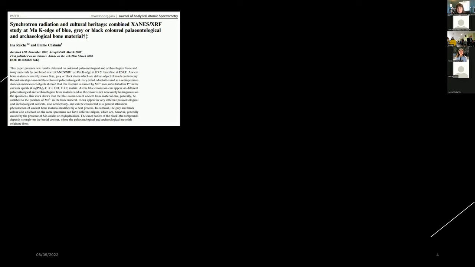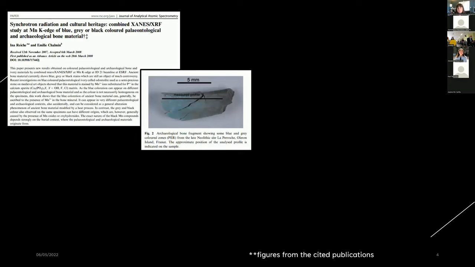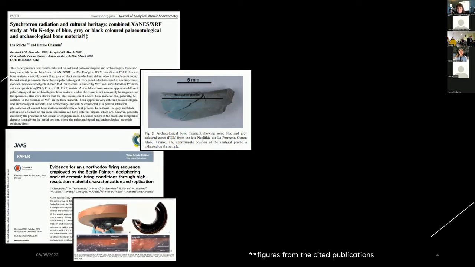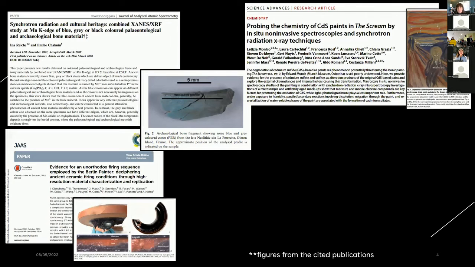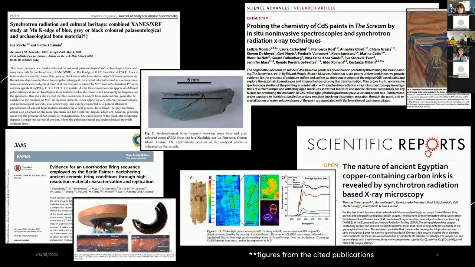A range of materials have turned towards the bright light of the synchrotron over the last years, from blue-colored bone materials to complex ceramic firing processes of the so-called Berlin painter from ancient Athens, and from the monk's scream to ancient Egyptian inks applied on papyrus, just to list a few of the recent publications.